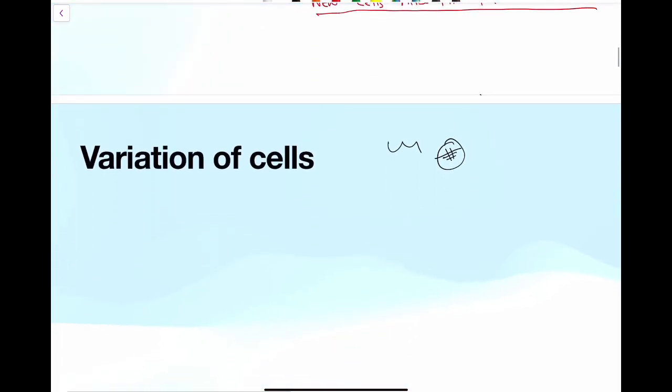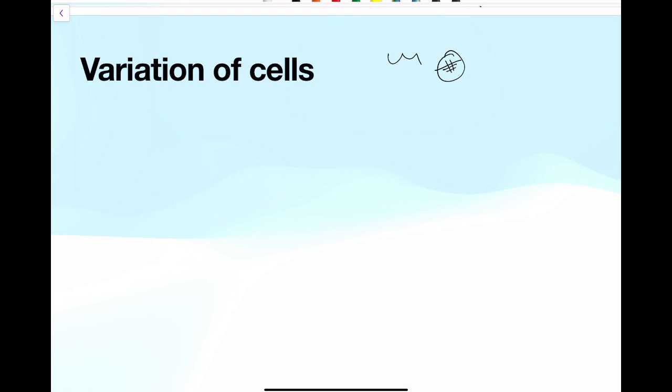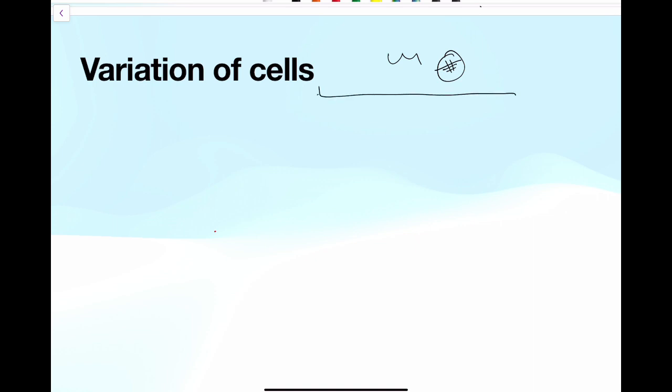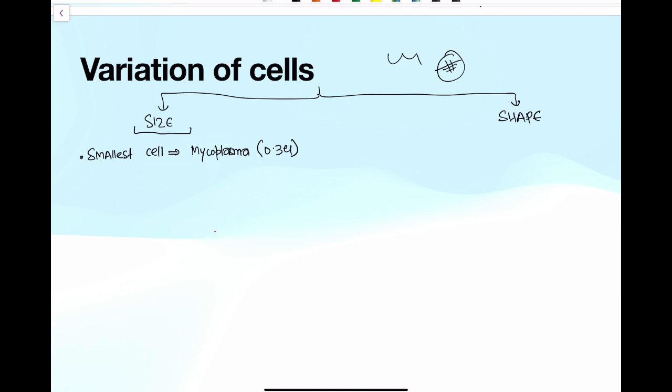So let's go to another slide, which is about the variation of cells. Cells usually show two types of variation: variation in size and variation in shape. In the size variation, you must first of all remember which is the smallest cell and which is the largest cell. The smallest cell is mycoplasma, and it is about 0.3 microns in length.